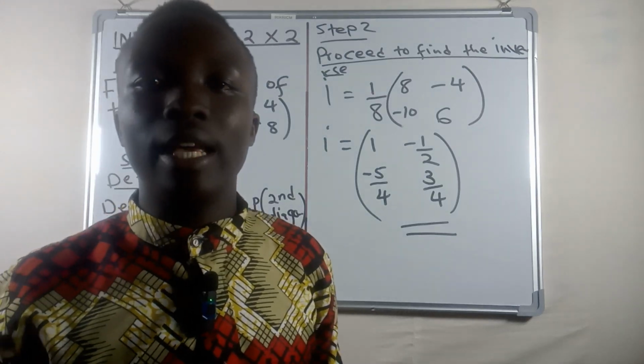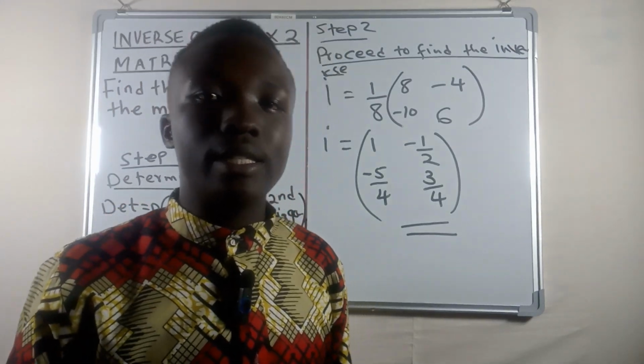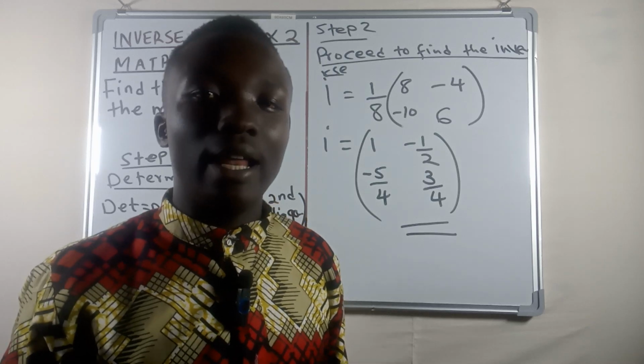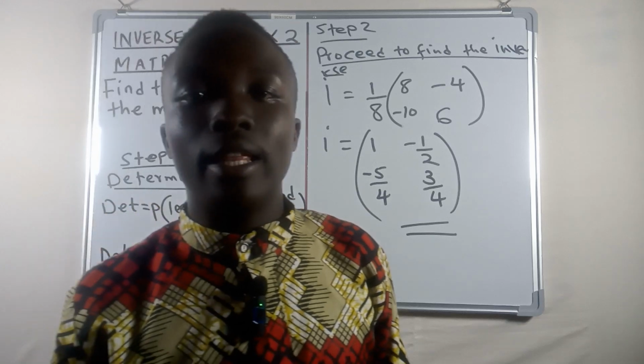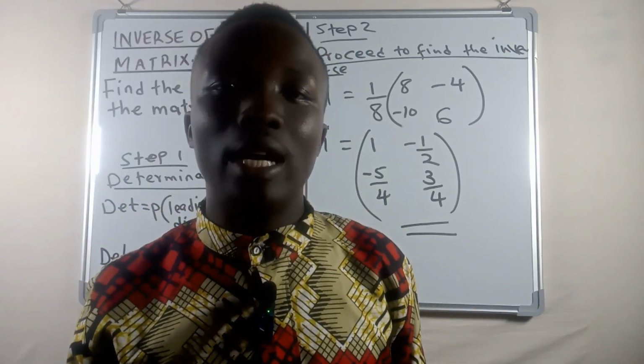Basically, that is how we find the inverse of a 2 by 2 matrix. It's as easy as that. And I believe now, if you had a challenge on how to solve the inverse of a 2 by 2 matrix, we already have a solution.